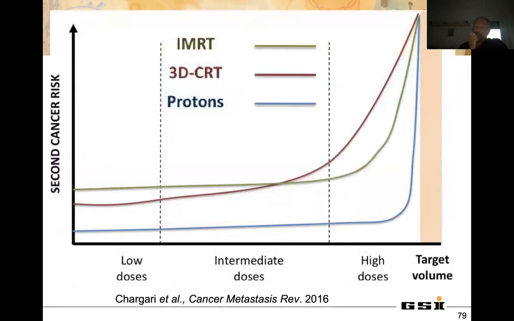So in principle, what you would expect for the risk of second cancer, comparing IMRT, 3D CRT, and protons, is that in the low dose region, you will definitely have a large improvement for protons, while IMRT will be worse than 3D CRT because you have a larger volume. And then in the high dose region, 3D CRT will be the worst in terms of risk, followed by IMRT, and protons will always be better.